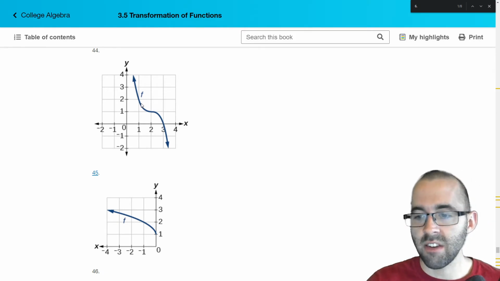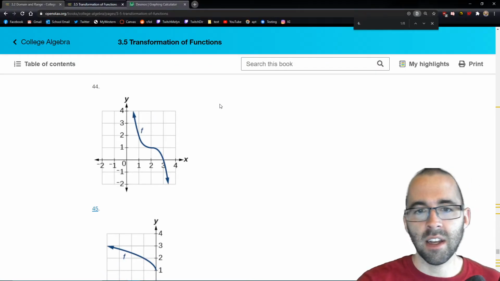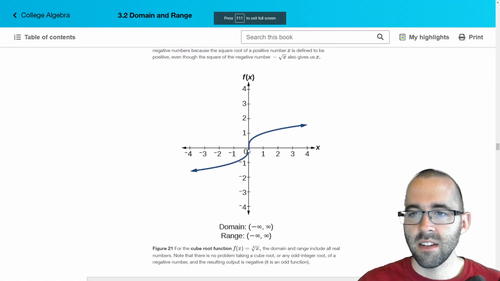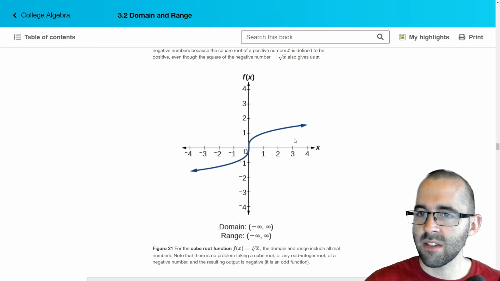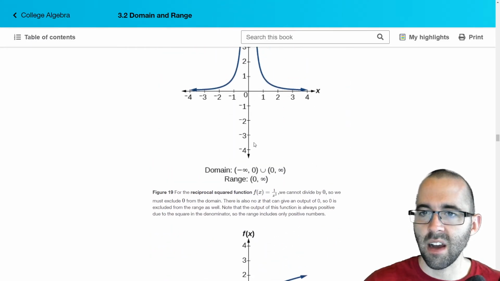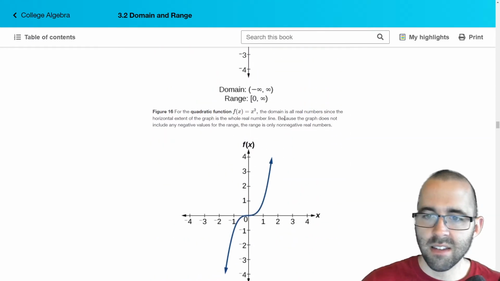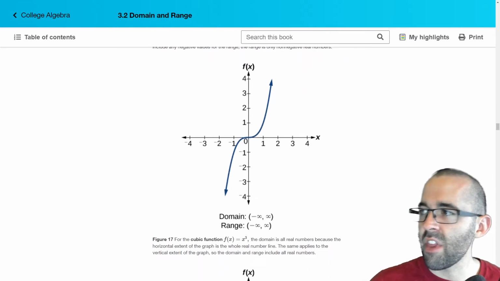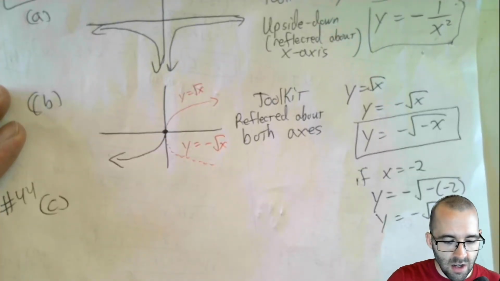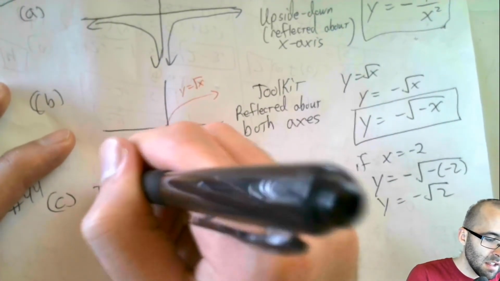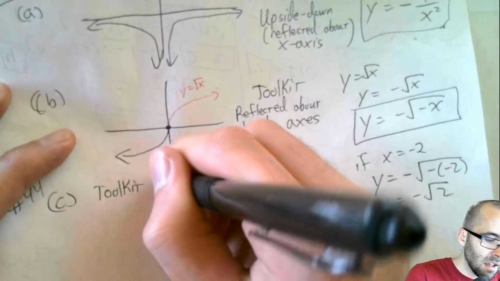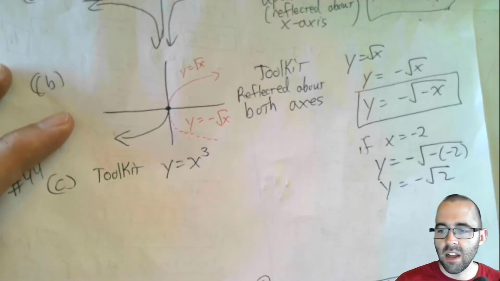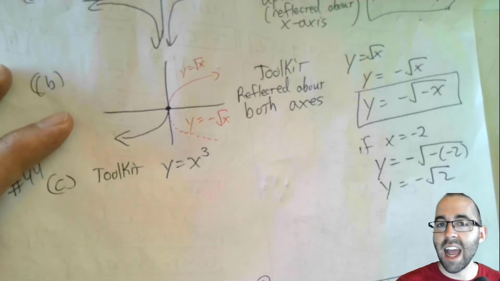First off, identify the toolkit function. Again, kind of like that wavy thing. What does the wavy thing look like? It's kind of like this, but it's waving the wrong way. This is waving to the side. It should be going up and down. Not that, not that. There it is. Cubic function. So that's our toolkit function here. The toolkit function for C is y equals x cubed. That's the first step. Now we also have to figure out what is happening to this.